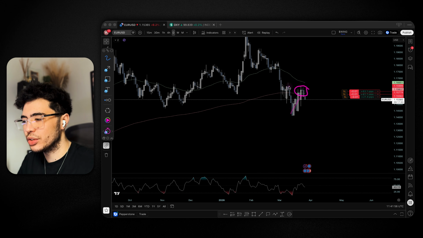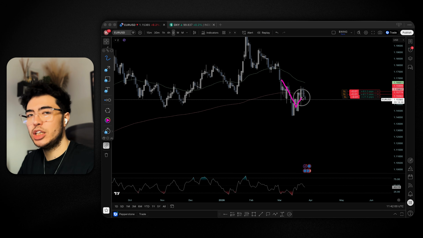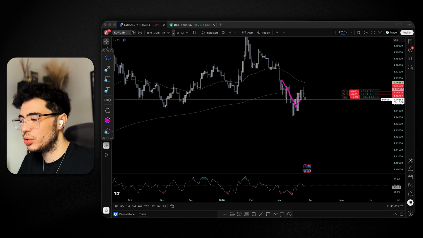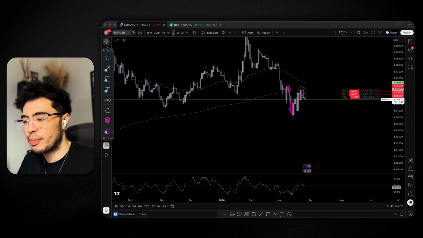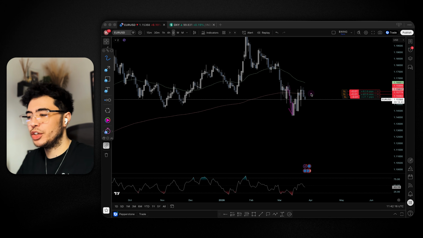So what this tells us is buyers have attempted twice to step in and continue higher and bounce price off this 200 moving average. So we have it once with this bullish candle and the second time when we had this pullback. But then what happens is sellers step in both situations and take control, taking over the market, indicating that sellers are dominant right now.